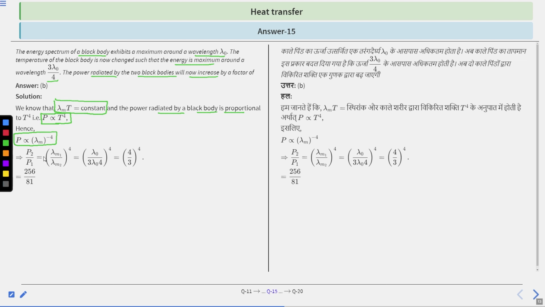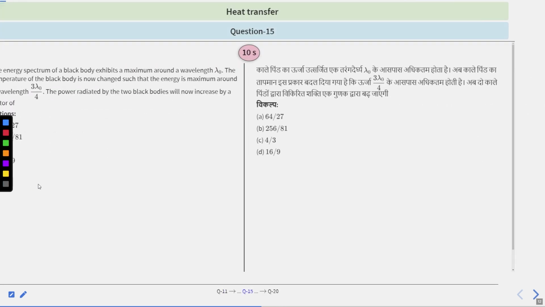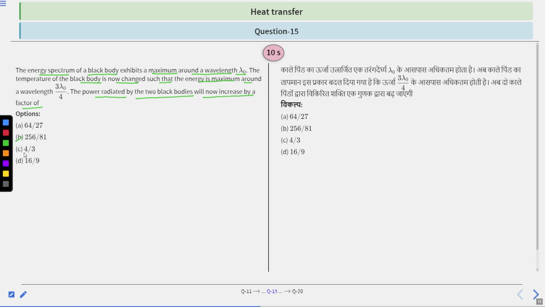So, P2 upon P1 is equal to lambda m1 divided by lambda m2, whole power 4. Putting in the values, lambda m1 is lambda naught and lambda m2 is 3 lambda naught by 4, whole power 4. After calculation, you get 4 by 3 whole power 4, which is 256 divided by 81. So the correct option is B. 256 divided by 81 is the correct answer to this question.